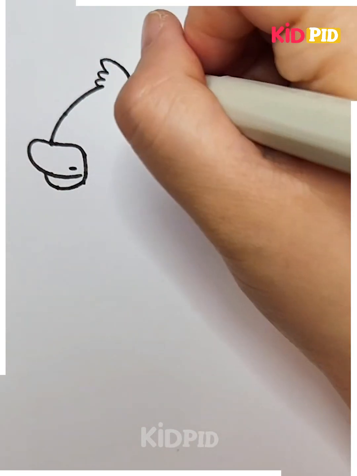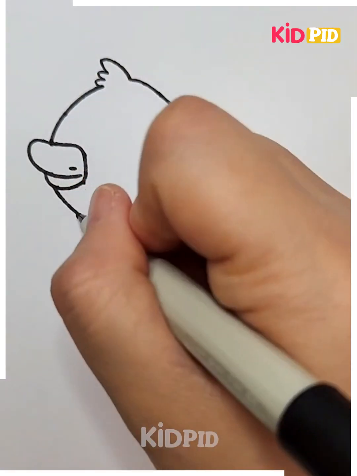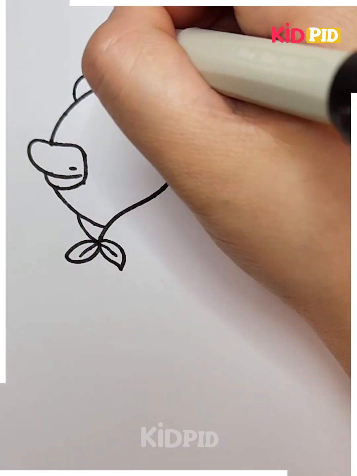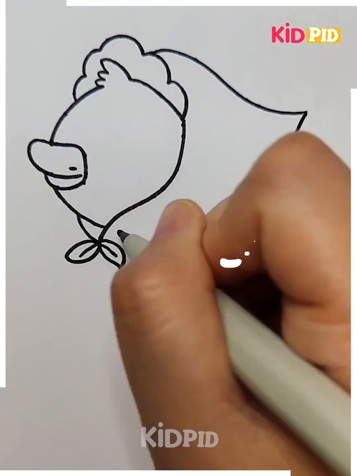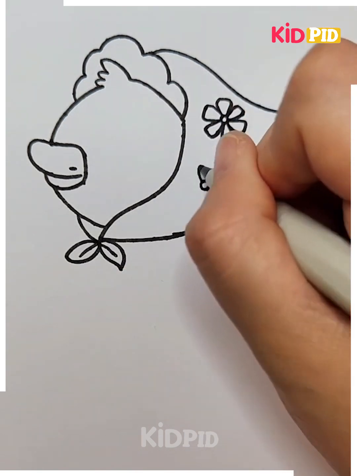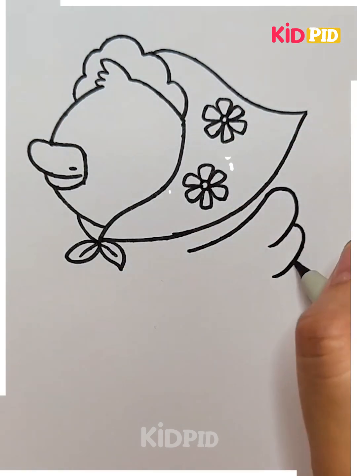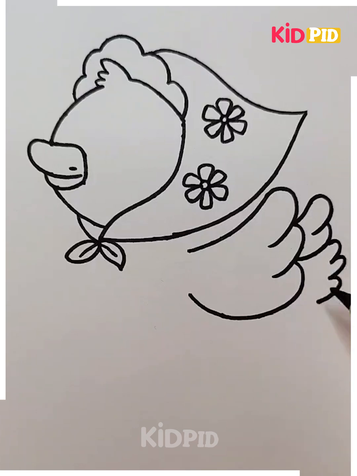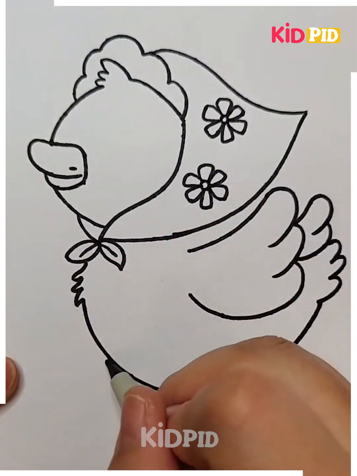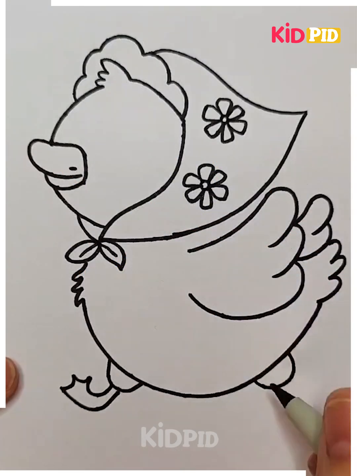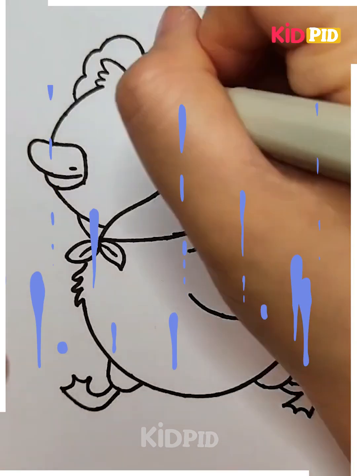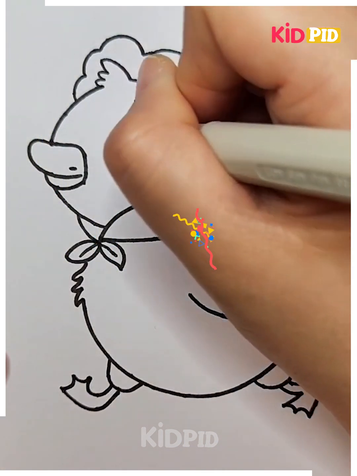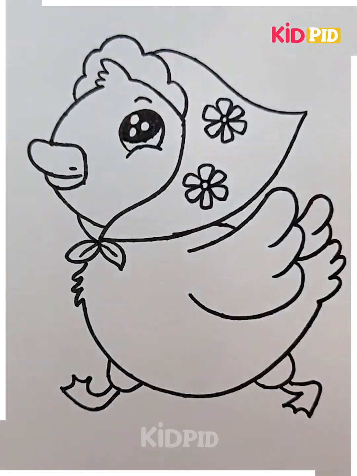So again a big beak is being drawn and the head is being drawn. So here the feathers of a hen with the flowers have been drawn. So let's connect the feathers to the body and then let's draw the leg slowly. So eyes are being drawn. So here's a beautiful hen that has been drawn with a flower kerchief.